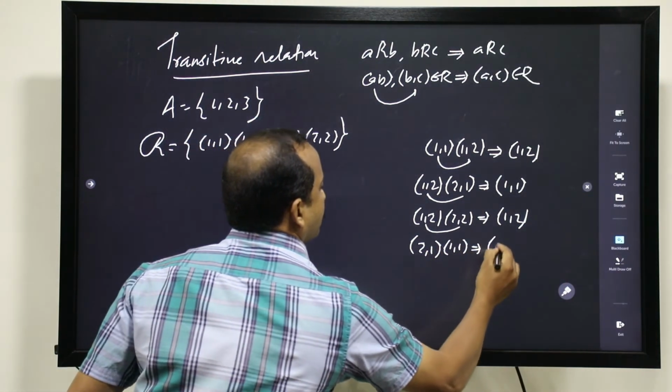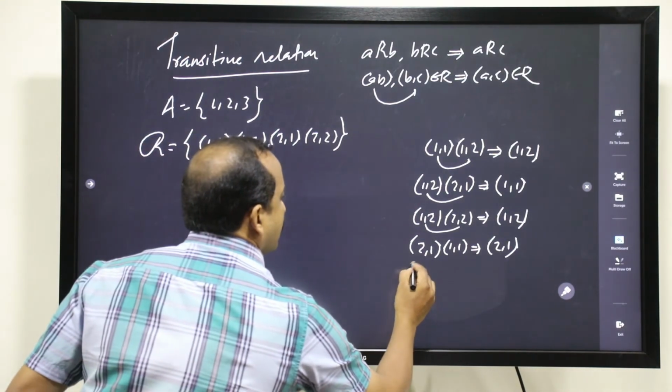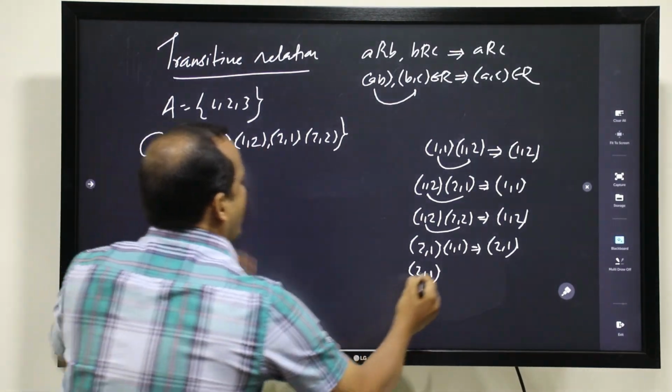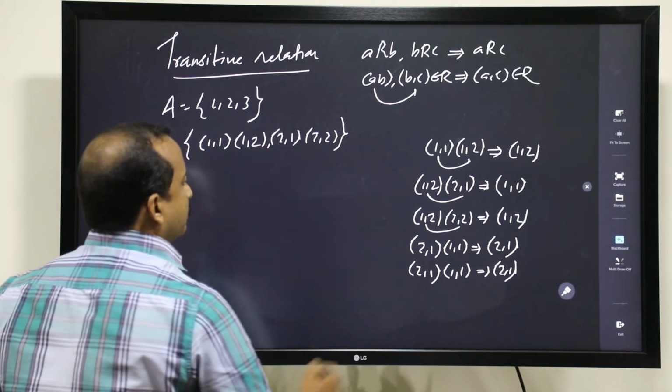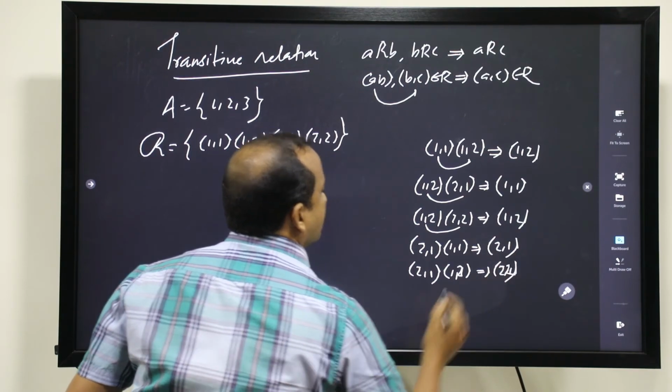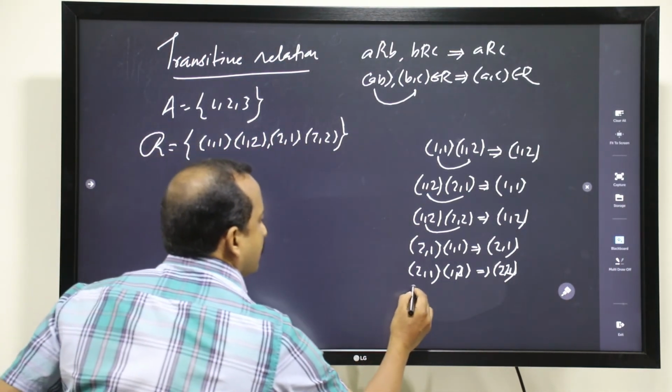When linked with (1,1), we get (2,1). (2,1) is an element of the given relation. Next, (2,1) is again linked with (1,2). Sorry, with (1,2) we get the answer (2,2), which is also an element of the given relation. And last, we connect with (2,2).